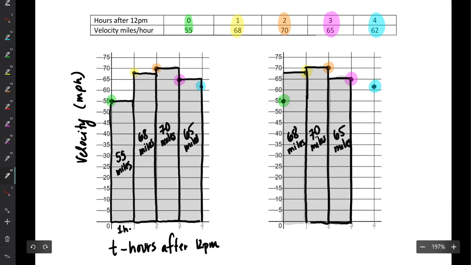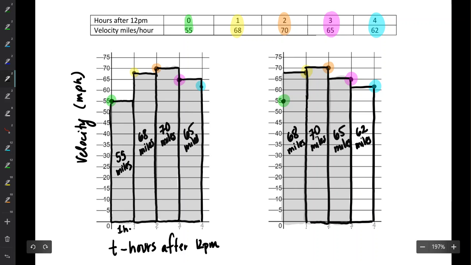All right, and then lastly, between 3 and 4, I'm going to use the speed that I was going at 4 o'clock, the 62 miles an hour, and I'm going to just assume I was going 62 miles an hour for that full hour. 62 miles an hour times 1 hour gives me my 62 miles.